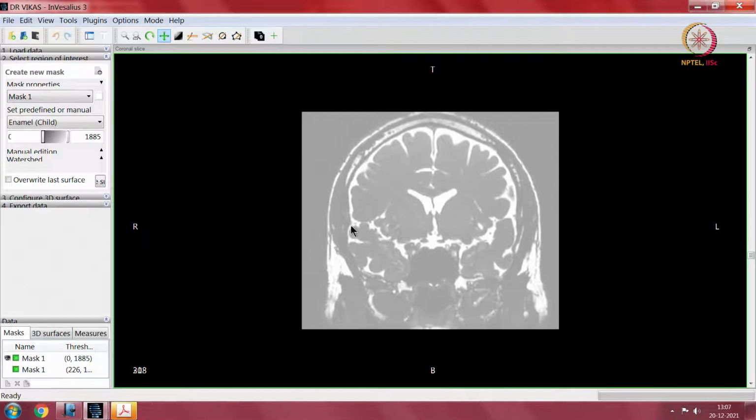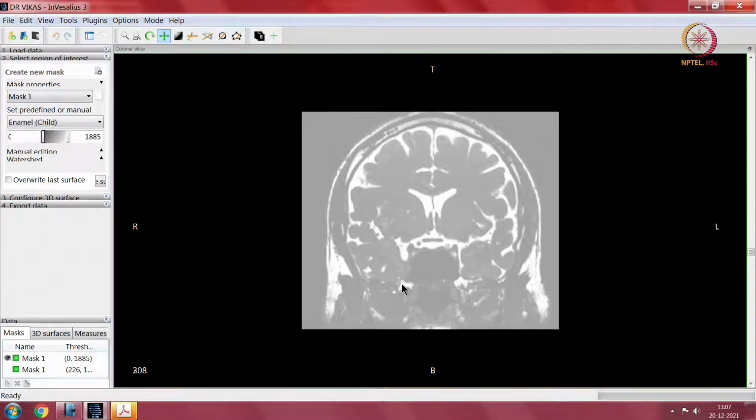So, temporal lobe, again I told you about 2 sulci. So, 2 sulci, 3 gyri. So, this is superior, middle and inferior temporal gyrus.